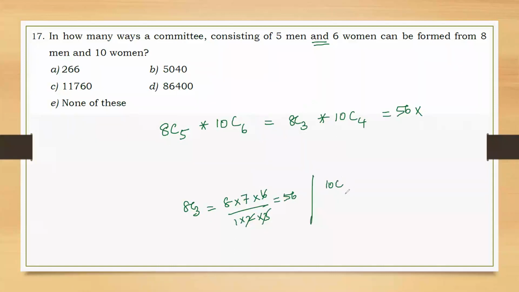10C4. From 10, 4 numbers, right? 10 into 9, 8, 7 by 1, 2, 3, 4. 2 4s are 8, 1 time, 3 times. So you will get 210. So you multiply it, the answer will end in 60. So you can check whether you will get 11760.